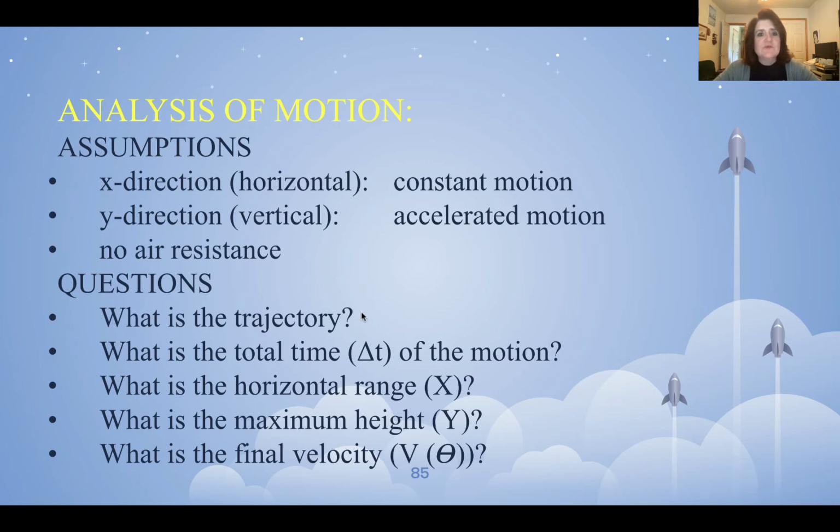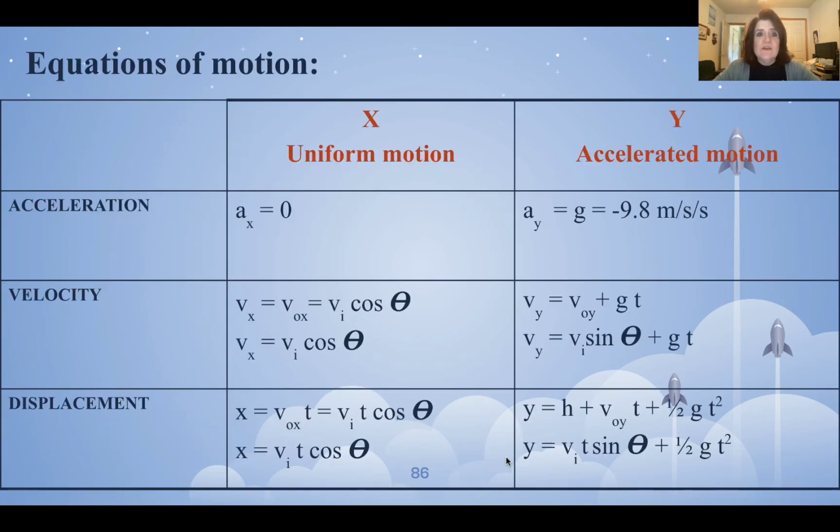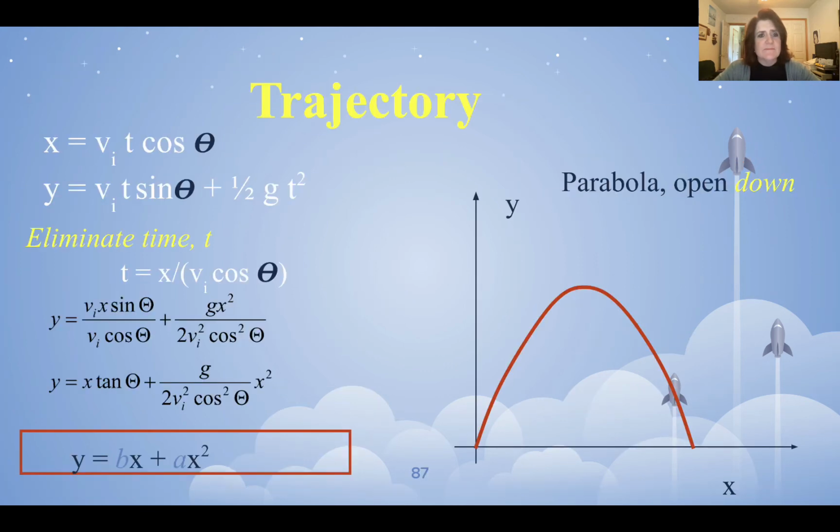So what is the trajectory? We'll talk about that. How do you find the total time of the motion? What is the range? What is the maximum height that this thing will reach? And then what is the final velocity, meaning put it back together. So these are the equations that you are going to need for calculating acceleration, velocity, and displacement. We'll talk about time in a second.